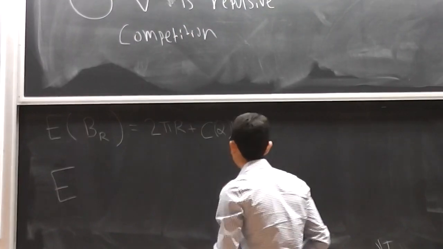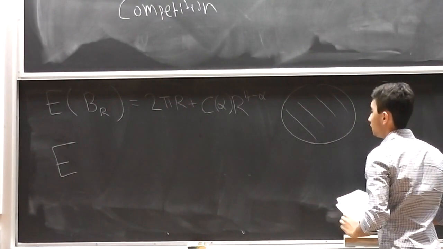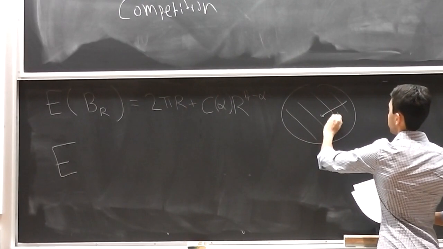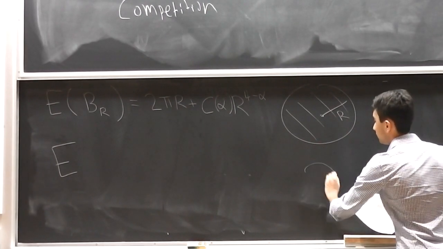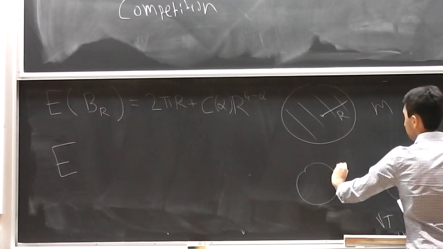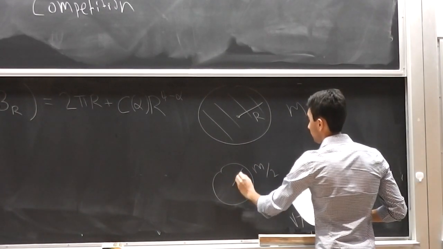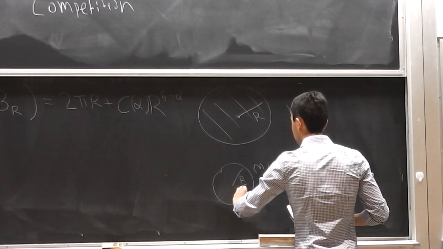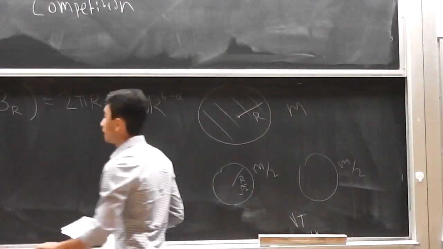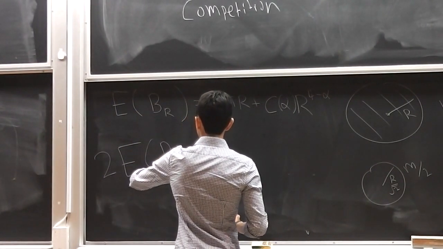So this is the energy of the ball of radius r, right? Now what if we break this into 2 pieces? This has radius r. If we break these into 2 pieces of mass m over 2, then the new radius is going to be r over the square root of 2. So now what happens if we compute the energy of this new set? We're going to get 2 times E.